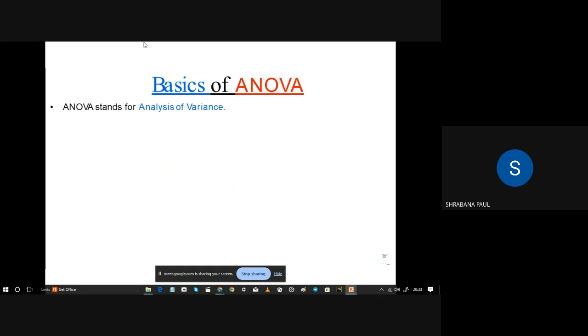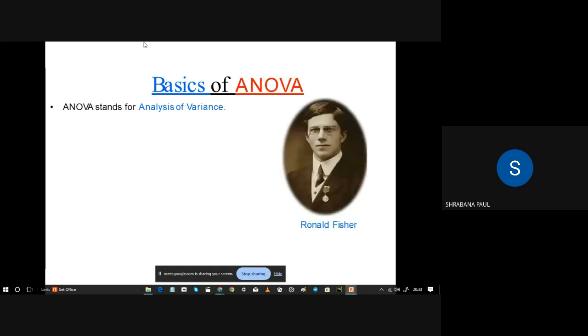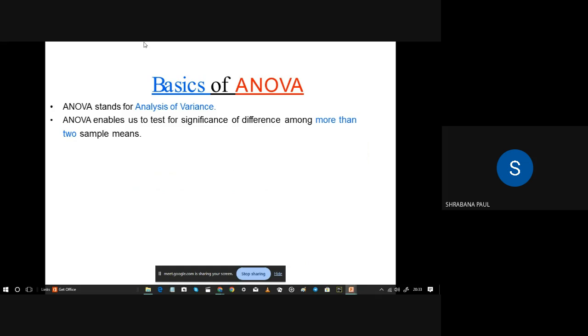What is ANOVA? ANOVA stands for Analysis of Variance. It was developed by Ronald Fisher. ANOVA helps us to test the significance of the difference among more than two sample means. It is basically an extension of the t-test and allows us to move beyond just comparing two population means. When we have two samples, the t-test and ANOVA will give you the same results. However, the t-test is not reliable when there are more than two samples, because if we conduct multiple t-tests for comparing more than two samples, it will have a compounding effect on the error, leading to a type 1 error for each t-test. This is why ANOVA is important over the t-test.